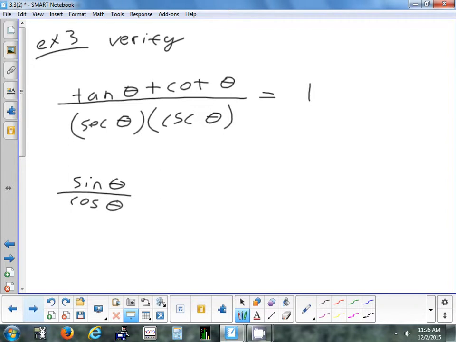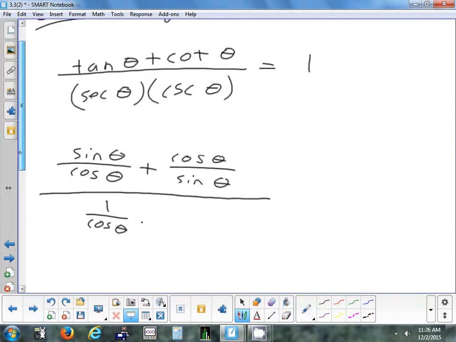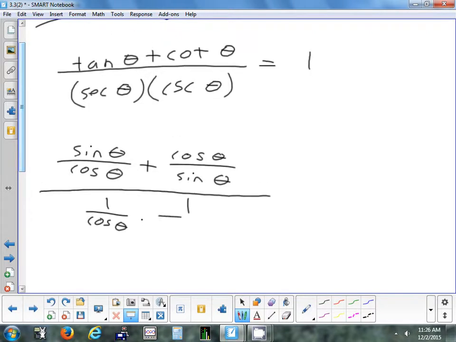Okay, so that's tangent. Cotangent is going to be cosine over sine. What's secant? 1 over cosine, times, what's cosecant? 1 over sine. Okay, any questions on that so far?